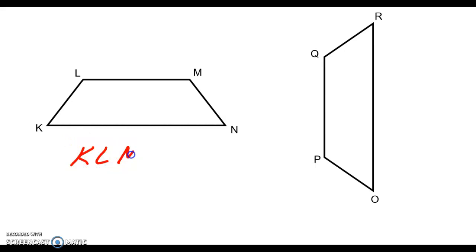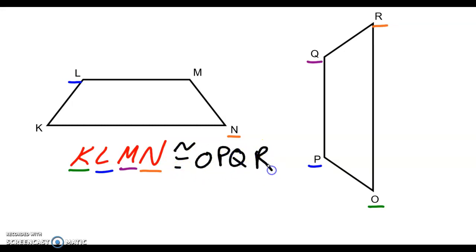Okay, so if I were to say that these two were congruent, if I wanted to name this one KLMN, again, I put this in alphabetical order, and I duplicated this shape and I spun it around a little bit, but that O correlates to the K, the P correlates to the L, the Q correlates to the M, and the R correlates to the N. So if we wanted to name this one congruent, we would put it in that order: O, P, Q, R.